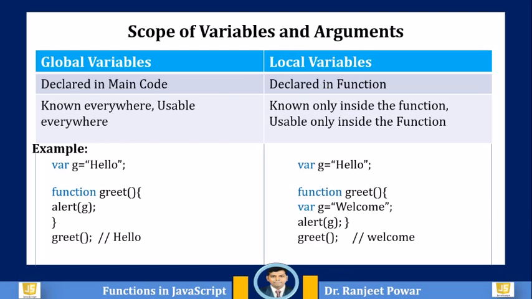In the above example, variable g is a global variable and variable a is hello. Then the variable g is accessed inside the function and the value of g changes to welcome. Hence, the value of g changes after changing it inside the function. So when we call the greet function, the alert box will display welcome. So this is about global and local variable scope.